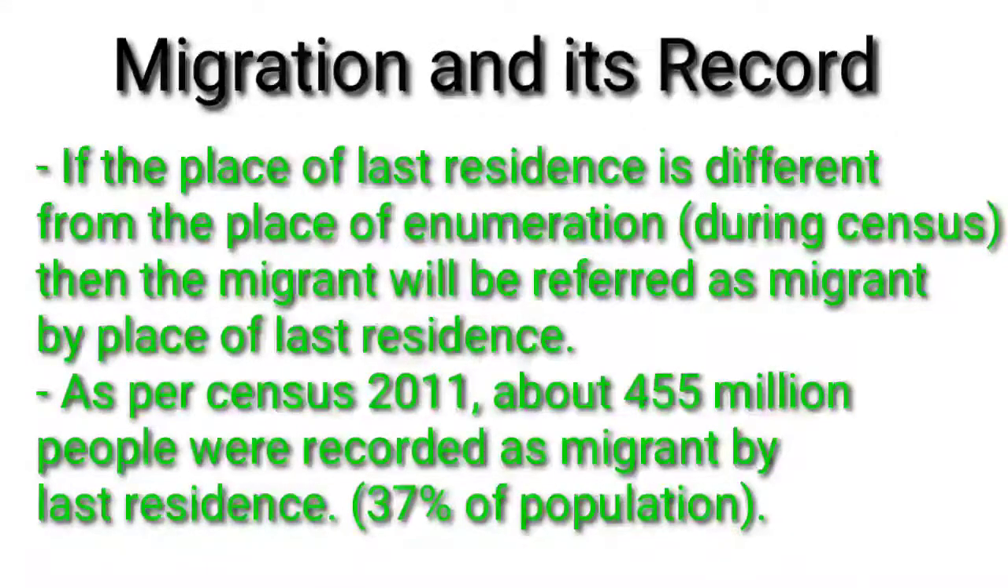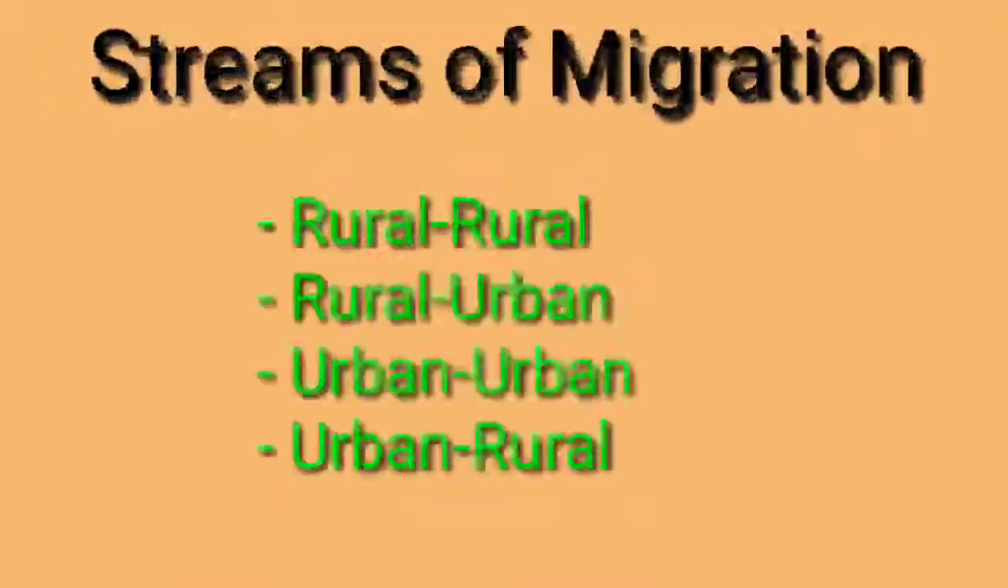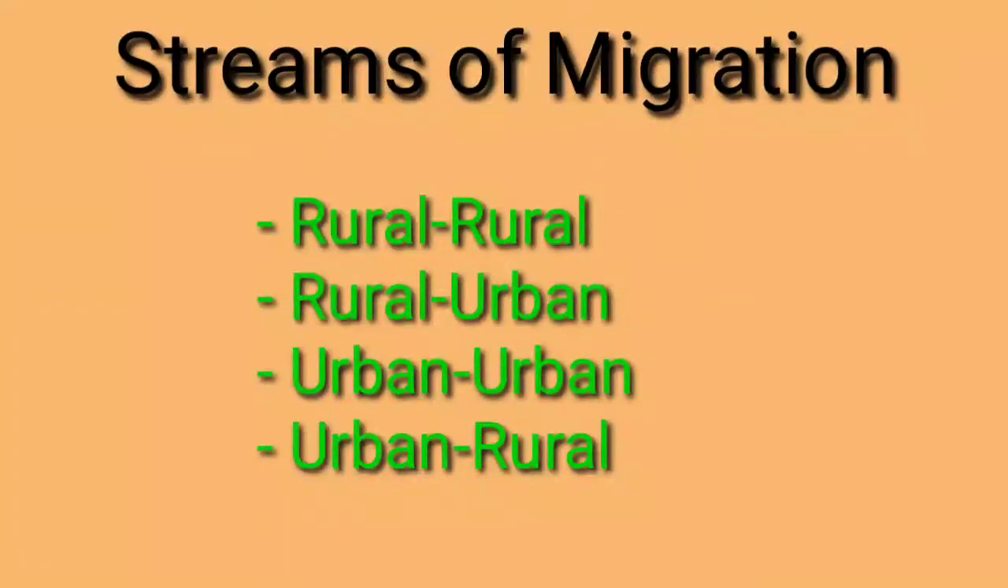As per census 2011, about 455 million people were recorded as migrant by last residence. This is 37% of population. Now the streams of migration. There are four streams: rural to rural, rural to urban, urban to urban, and urban to rural.